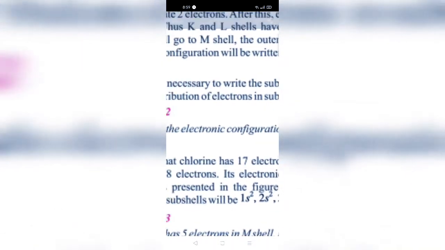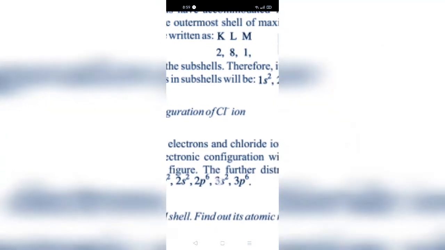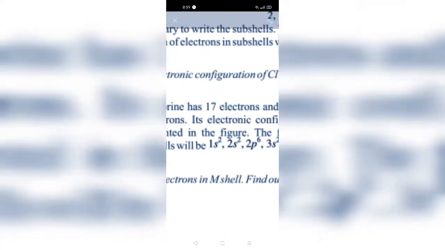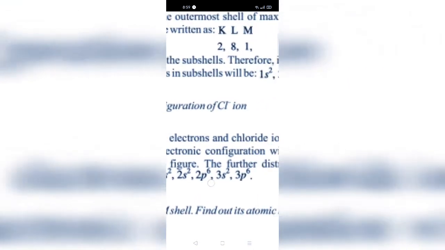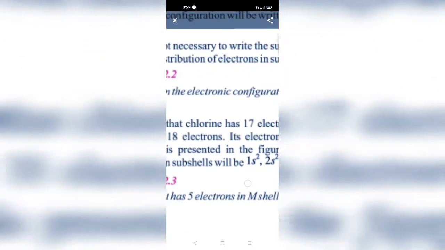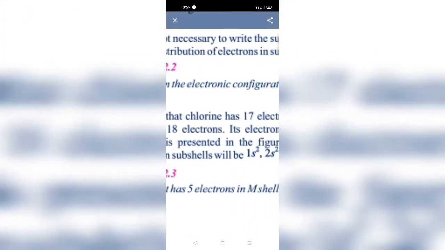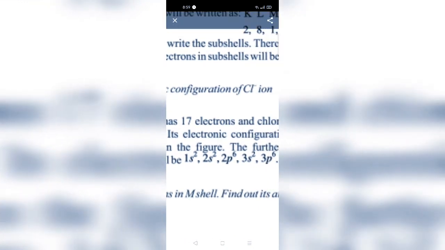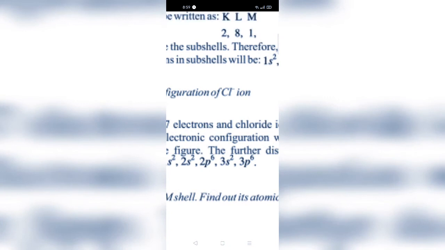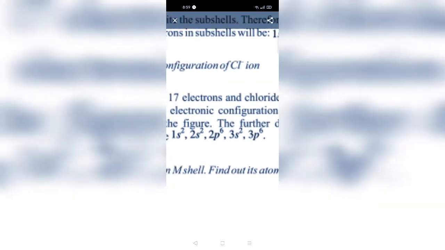Similarly, the chloride ion. When we write the electronic configuration of the chloride ion, the simple chlorine atom contains 17 electrons, but when it gains an electron, the total number of electrons will be 18, and we write the electronic configuration of the chloride ion as 1s2, 2s2, 2p6, 3s2 and 3p6.